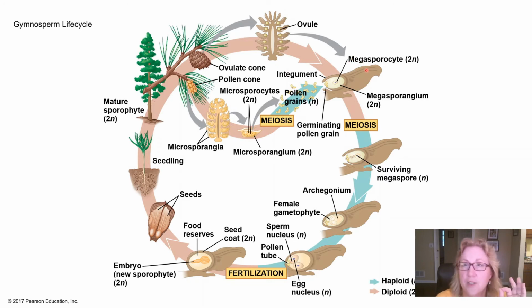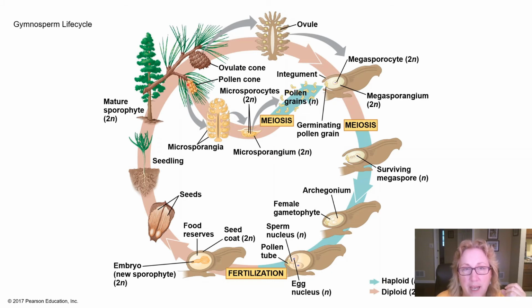Mega means big. So our megagametophyte is going to be produced from the megaspore, and the female gametophyte is going to contain a few to hundreds of cells in gymnosperms. And one of the cells that the female gametophyte is going to produce is going to be the egg. And the egg, it's already going to be haploid, so meiosis occurs to produce the spore, and then the spore divides by mitosis to produce the egg and some of the surrounding supporting gametophyte tissue.